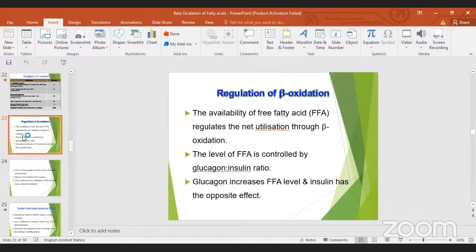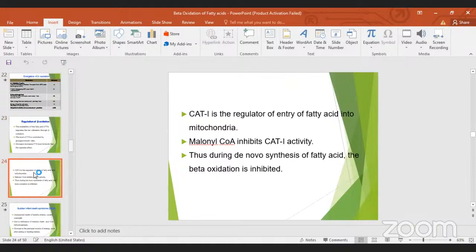the glucagon to insulin ratio. Glucagon increases the free fatty acid level, and insulin has the opposite effect. Here, CAT is a regulator of entry of the fatty acid into the mitochondria.